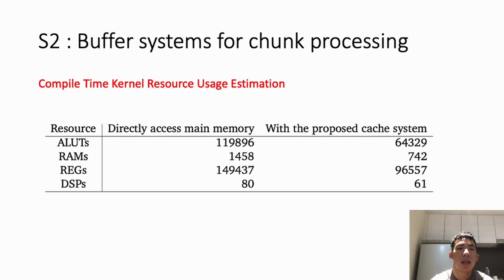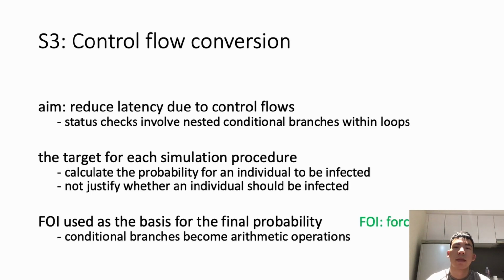A compile-time kernel resource usage estimation tool has been used to quantify the benefit we could get through the buffer system. As a result, throughput is almost inversely proportional to the bottleneck resource usage. We could see that with the proposed buffer system, the throughput is almost double. Another challenge that limits performance is the latency caused by control flows.